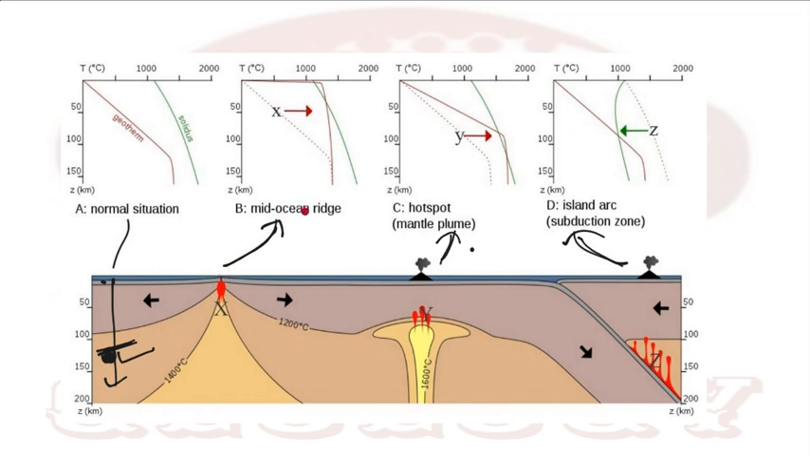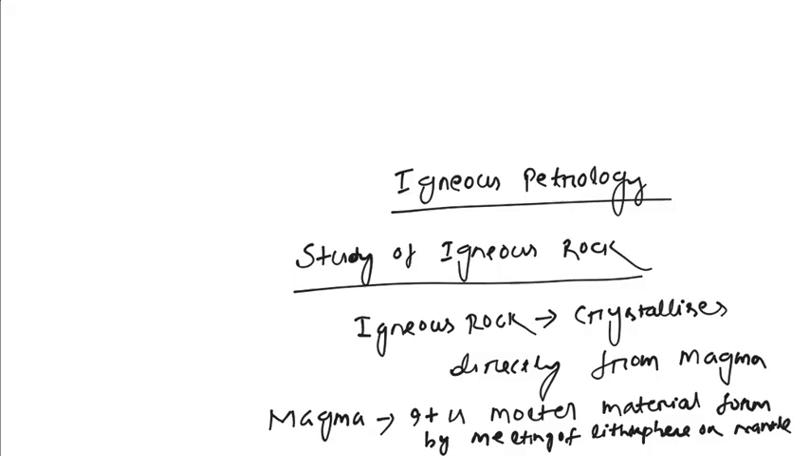So what happens in the midoceanic ridge? So this is one plate here. The lithosphere plate, and convection current is going on like this. The convection current brings the hotter material to the shallow region like this.